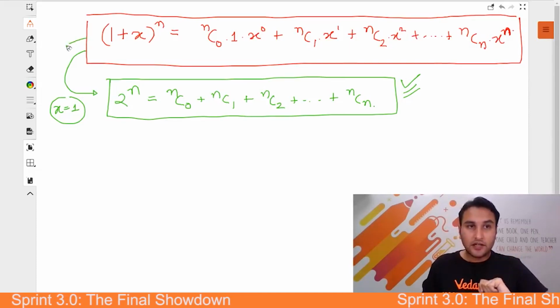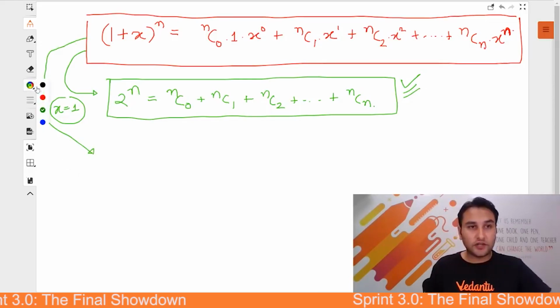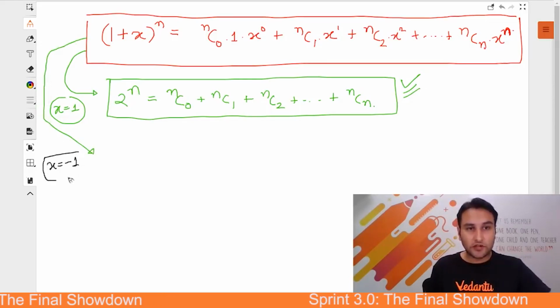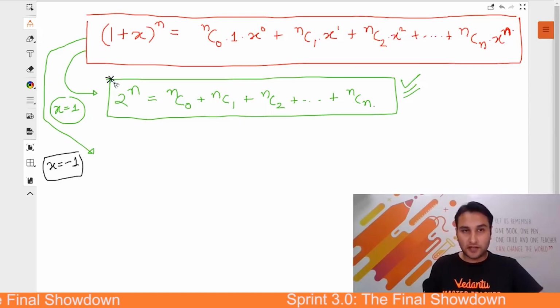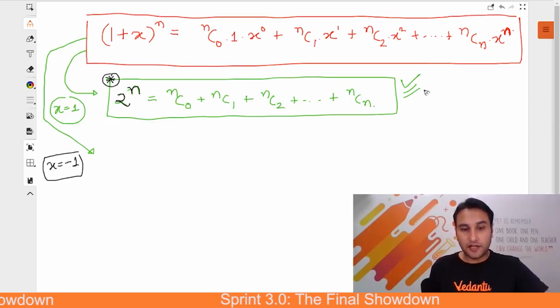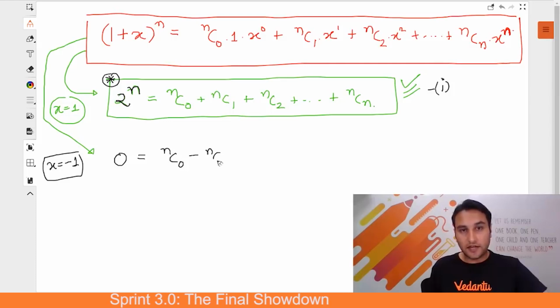Now, first make a note of it. Has everyone noted this? Now do one thing, guys. Now put x is equal to minus 1. Now put x equal to minus 1. All of you. Put x equal to minus 1. Our first important result is done. Okay. We are moving to the next result here. Put x equal to minus 1. What will you get? Let me call it first. When you put x equal to minus 1, the left hand side becomes 0 and your right hand side becomes nC0 minus nC1, all the odd powers of x.